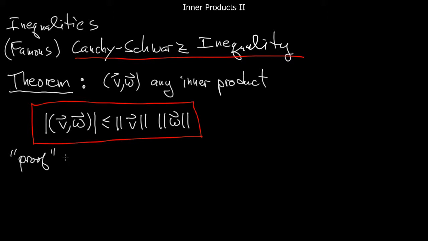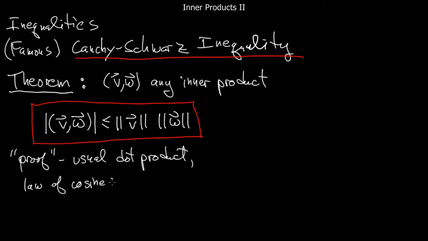And here's not really a proof, but I'm going to call it that, or put it in quotes. And this is really how I recommend that you remember this inequality, because in the case of the usual dot product, it's just the law of cosines. So the law of cosines says that the dot product of V and W is the length of V times the length of W times cosine of theta.